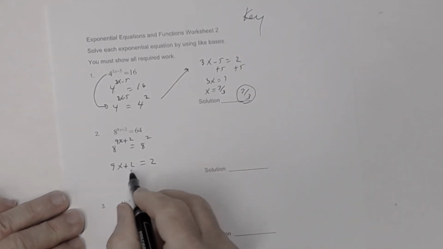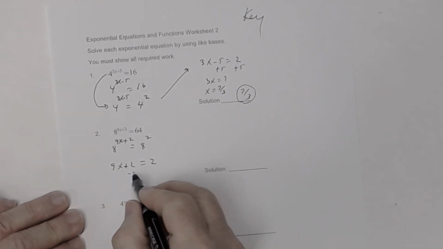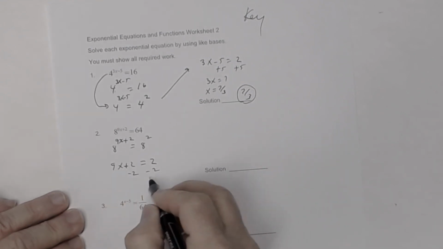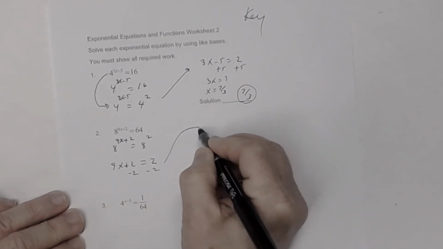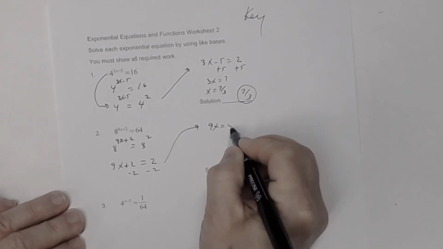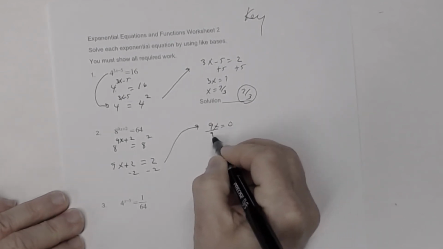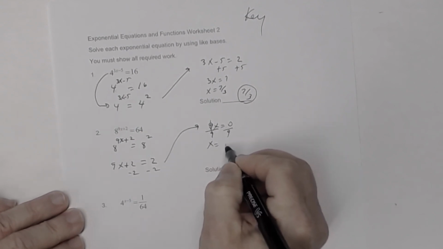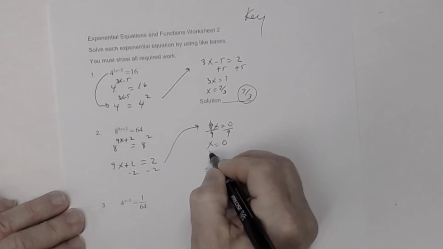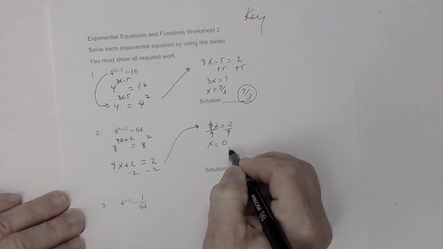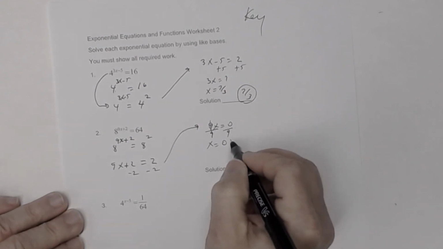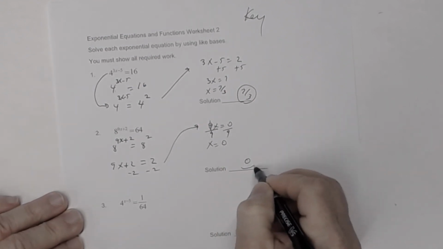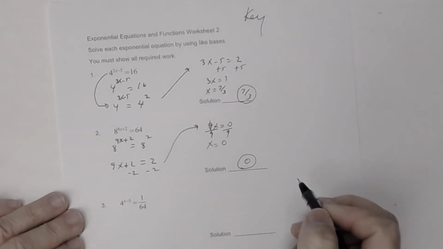Then solving this linear equation, if I subtract 2 from both sides, I get 9x equals 0. Dividing both sides by 9, I get x to be, and 0 divided by 9 is 0. So you need to make sure you say 0. Don't say 0 divided by 9. You're expected to know that 0 divided by 9 is 0. And so there's your solution, 0.